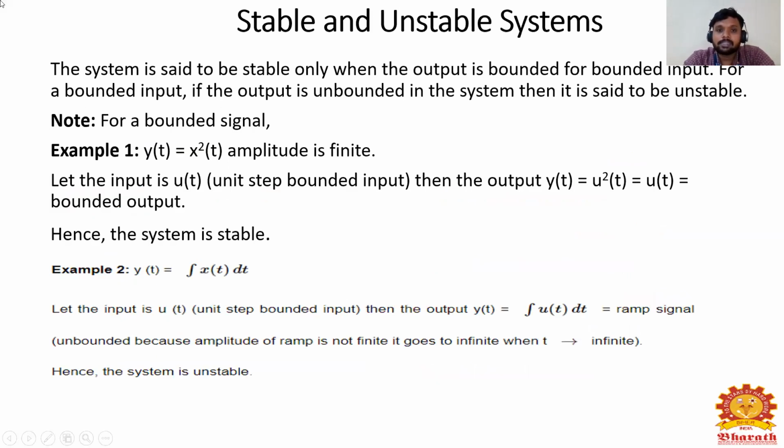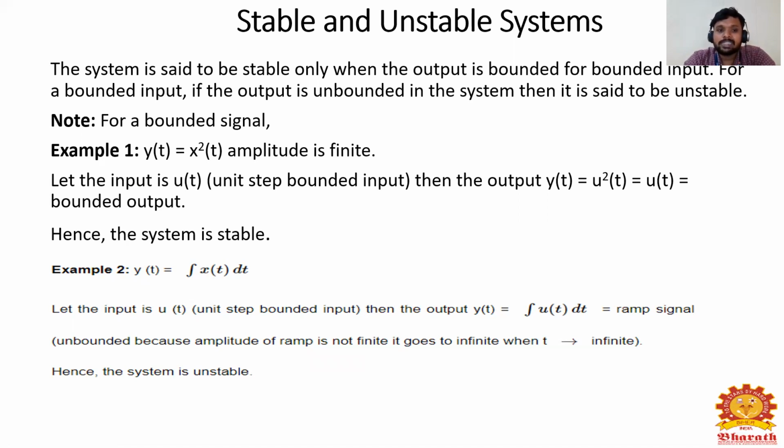And the next system is stable and unstable system. A system is said to be stable only when the output is bounded for bounded input. For a bounded input, if the output is unbounded, then the system is said to be unstable.